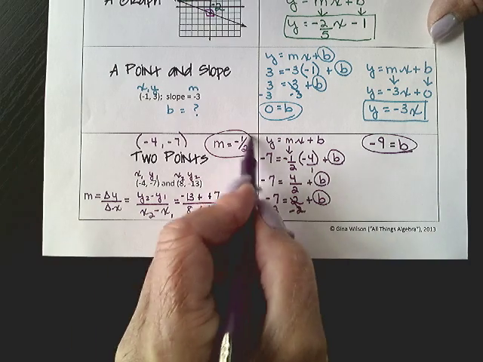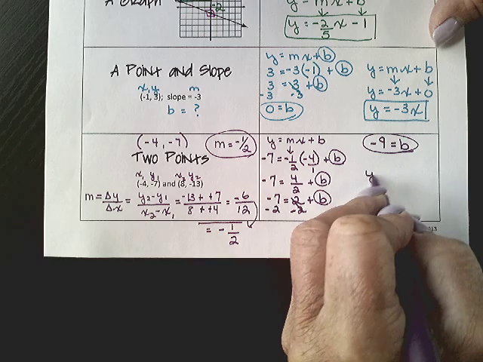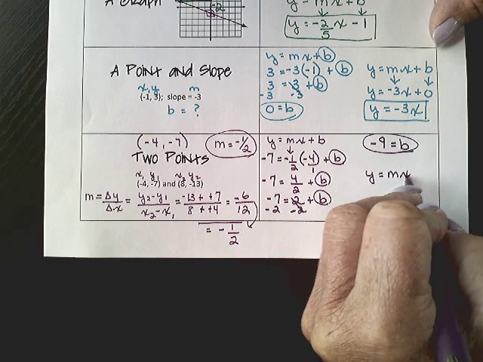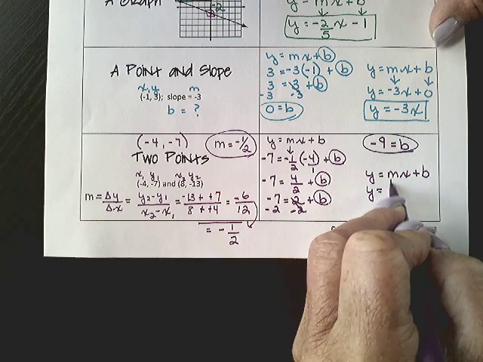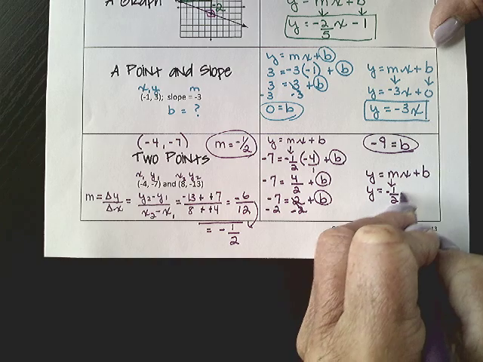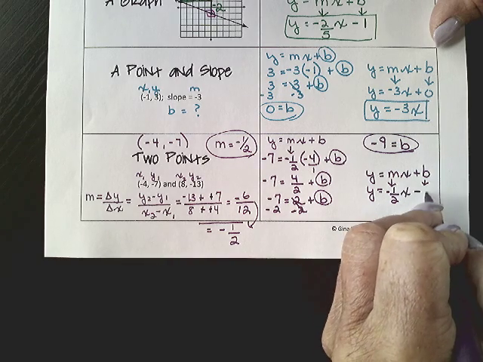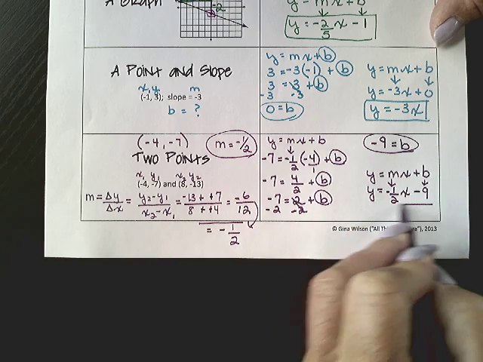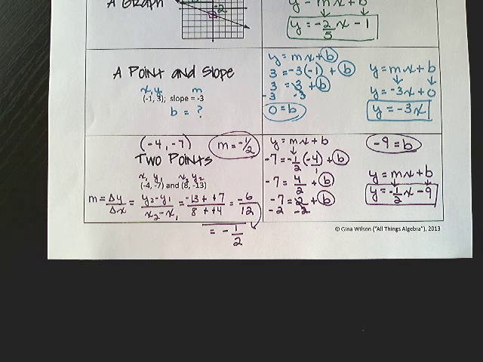I found my slope. Now we're going to put it all into the equation. Y equals mx plus b. Y stays. My slope is negative 1/2. X stays. And my b is negative 9. Now this is all a review. We've done all of this before. This is just a review.